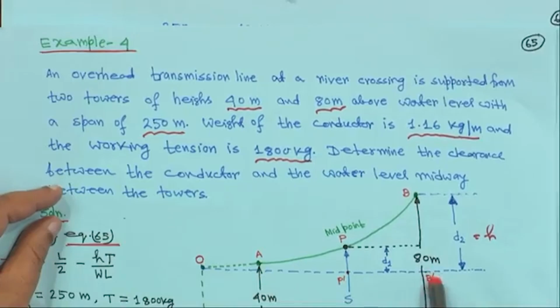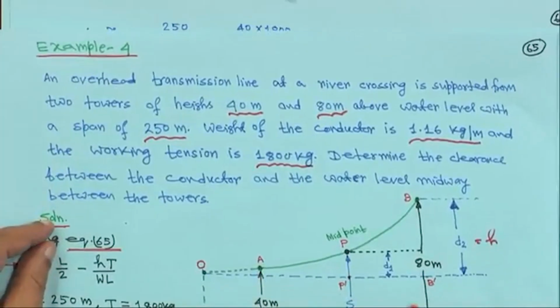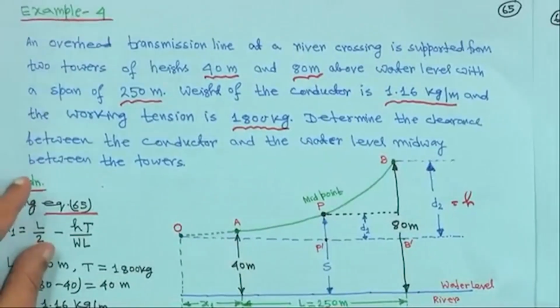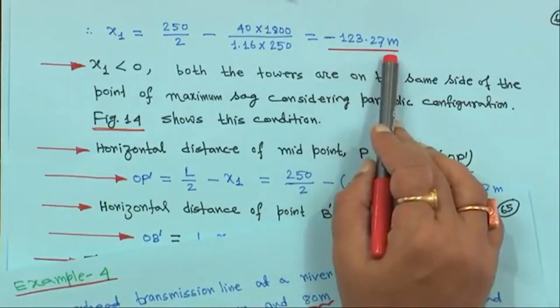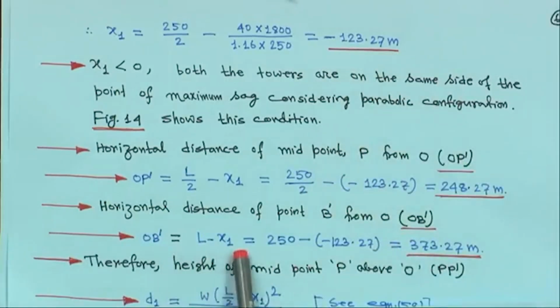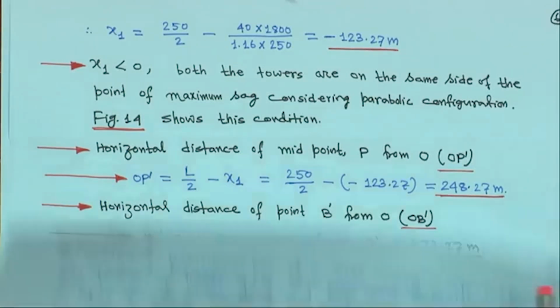And the horizontal distance of point B dash from O, that is OB dash. This 250 is there, so L minus x 1, minus because x 1 is negative. Otherwise, if you take the real unit, L is equal to 250 and x 1 will be 123.27 meter. So, OB dash is equal to L minus x 1, which is 250 minus of minus 123.27, that is 373.27 meter.